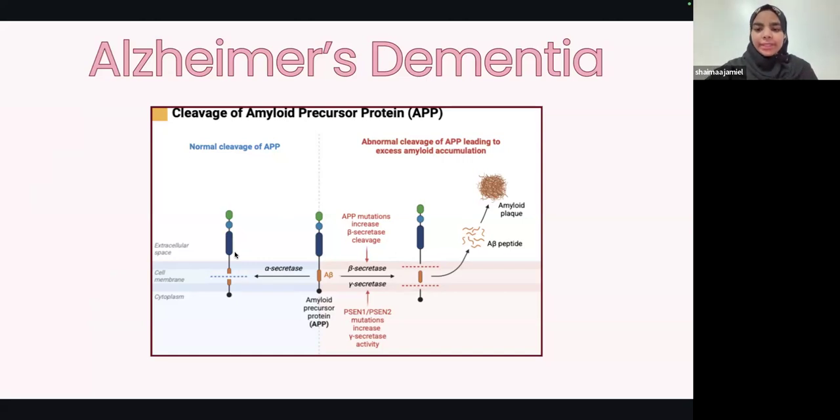So what are 2 findings under histopathology you can find in Alzheimer's disease?